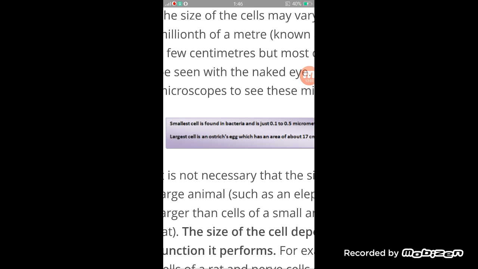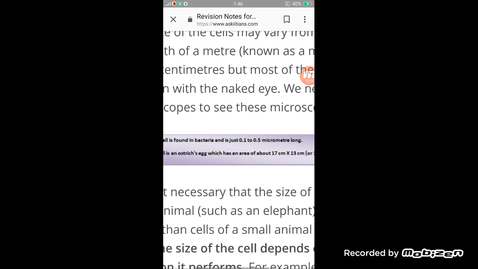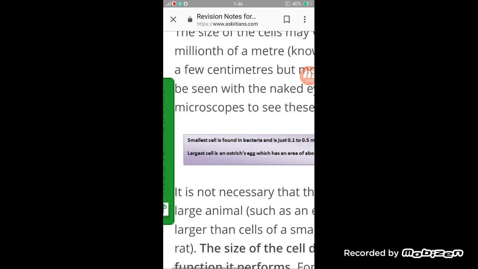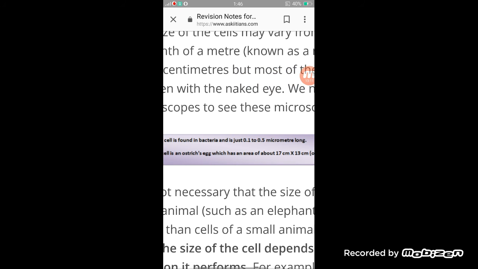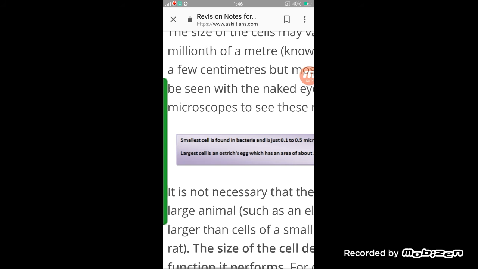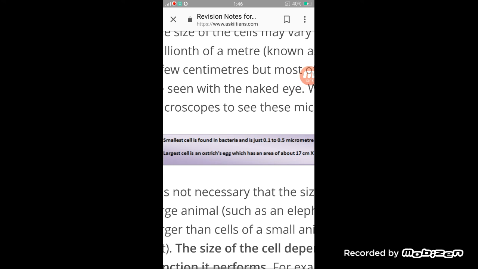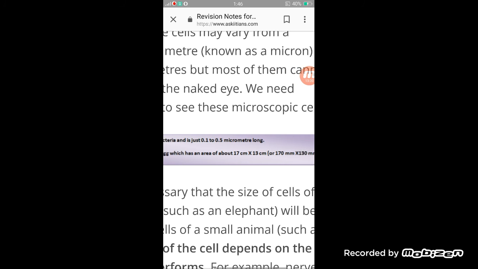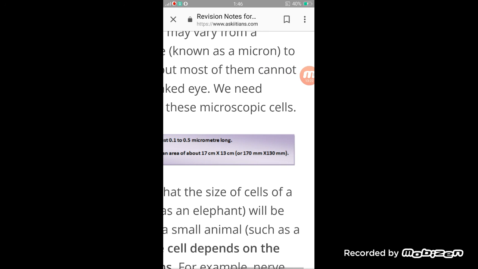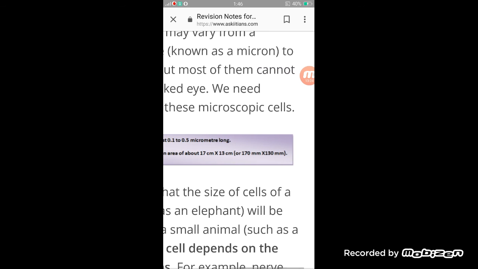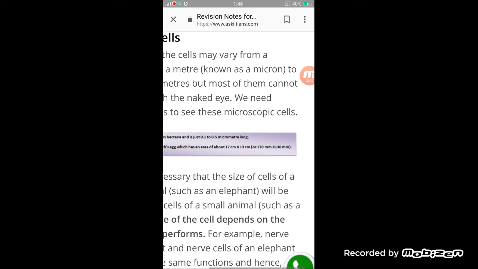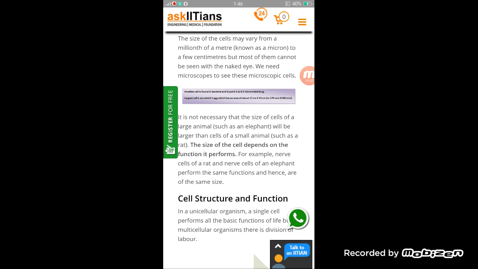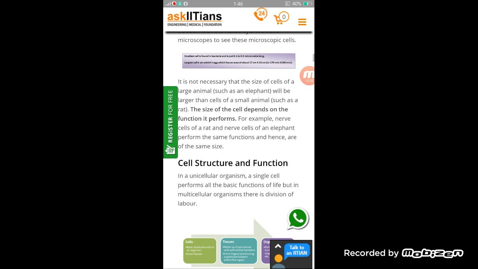The smallest cell is found in bacteria and is just 0.1 to 0.5 micrometer long. So in micrometer it was the smallest cell and its size was 0.1 to 0.5. The next fact is, the largest cell is an ostrich's egg, which has an area of about 17 centimeter into 13 centimeter, or 170 mm into 130 mm. You can note it down also and you can visit this site also.